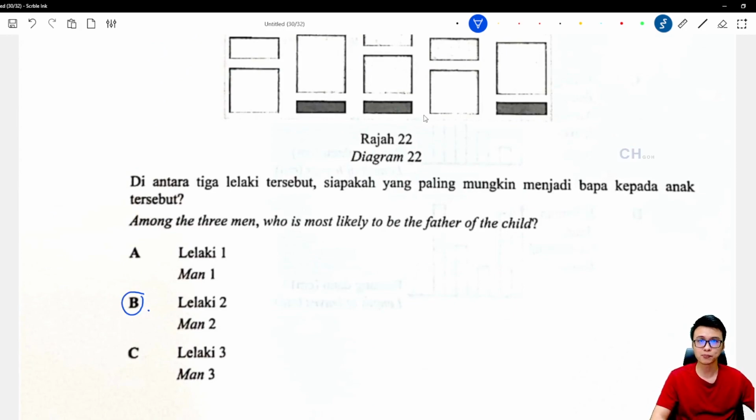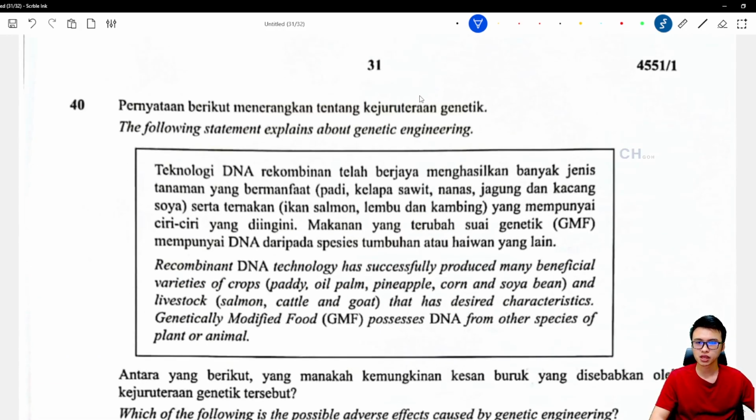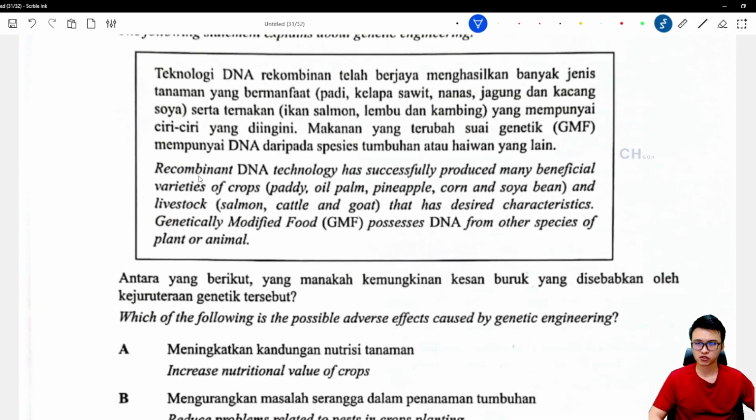Question 39B. Okay guys, finally the last question. Let's do this. The following statements explain about genetic engineering. We have the recombinant DNA technology. So we're talking about GMF. Let's look at the question first. Which of the following is a possible adverse effect? Adverse means not good. Not a good effect caused by the genetic engineering.